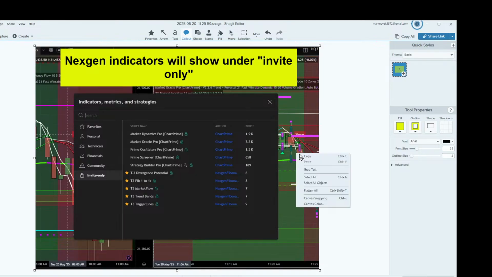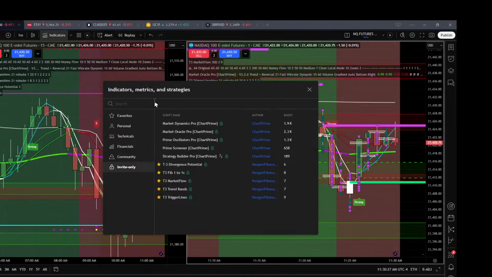And then Pete, to get it on there, make sure that you're on your 1 minute chart and then just click that indicators. Go to invite only, and then all you have to do is click on market flow once.